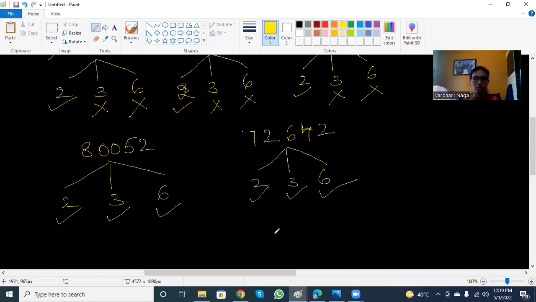This is also divisible. You need to write in a statement form: it is divisible by 2, not divisible by 3, not divisible by 6, like that. If you represent it in a statement form, you can score 8 out of 8 marks. 15B we already discussed. 16th question.